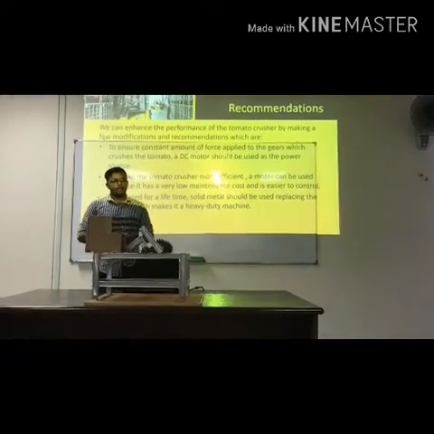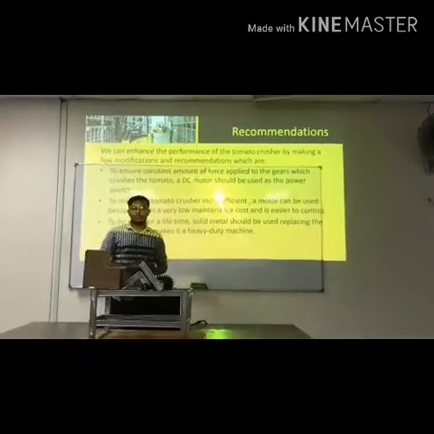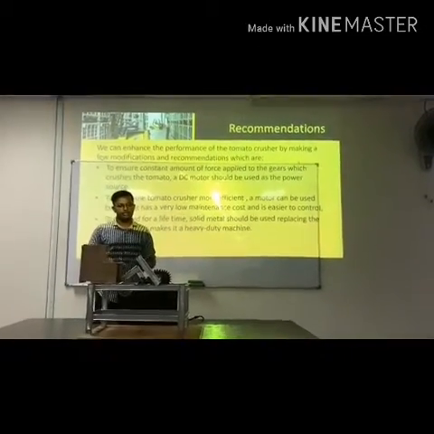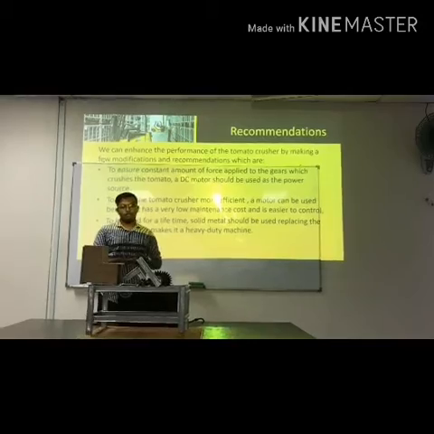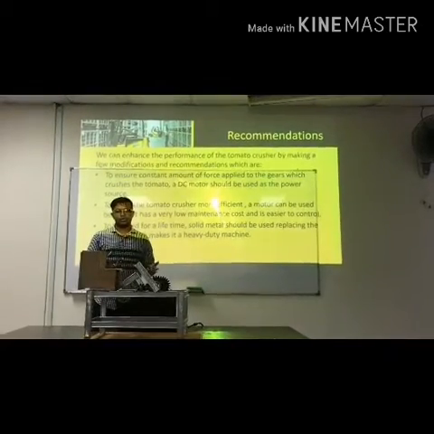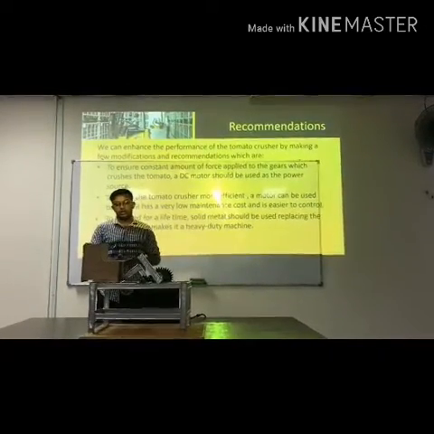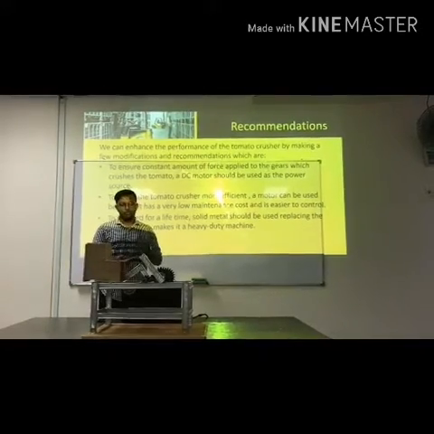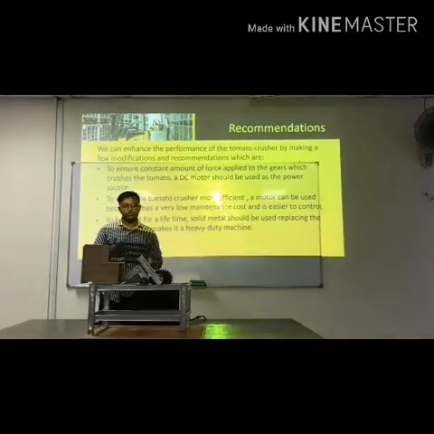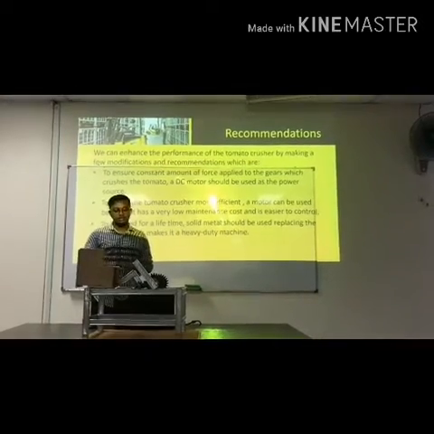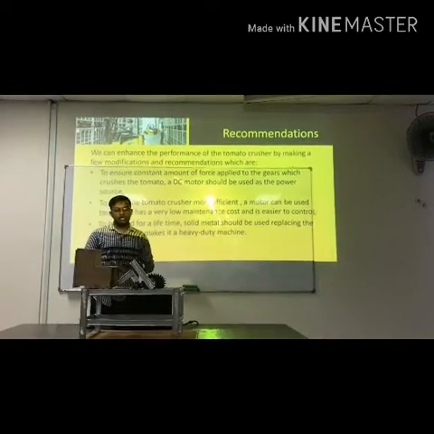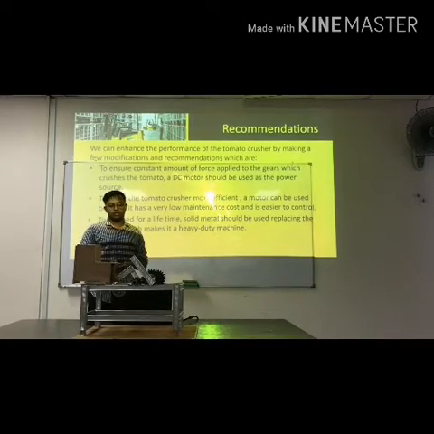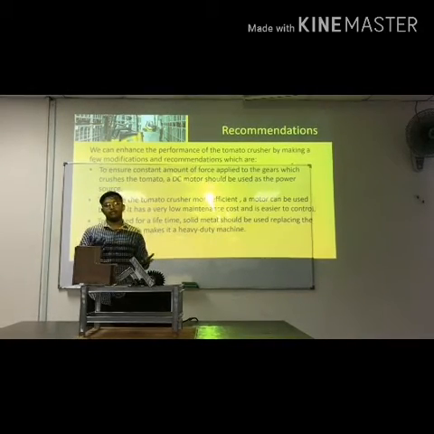For the recommendation part, we can enhance the performance of the tomato crusher by using a few modifications and recommendations. To ensure a constant amount of force applied to the gear which crushes the tomato, a DC motor should be used as the power source. To make the tomato crusher more efficient, a motor can be used because it has a very low maintenance cost and it is easier to control. And number 3, to be used for a longer lifetime, solid metal should be used, replacing the wood, which makes it a heavy duty machine.